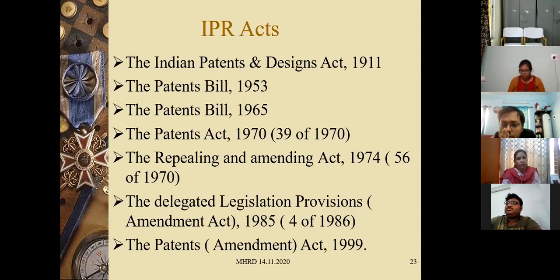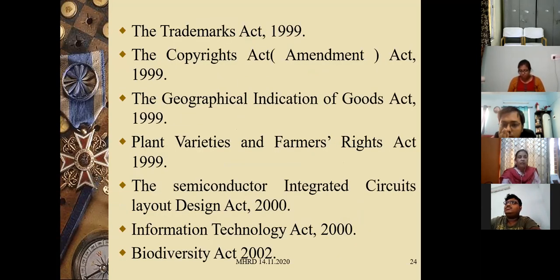Then from time to time we can find that there is an improvement and an amendment in all these patent bills and acts. Then we have the Trademark Act, the Copyright Act, the Geographical Indication of Goods Act, the Plant Varieties and Farmers' Right Act, then the Semiconductor Integrated Circuits Layout Design Act. So to protect various types of industries, these different types of acts have come. Then not to forget the Information Technology Act and even the Biodiversity Act.